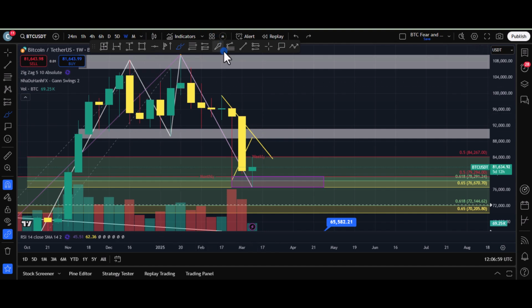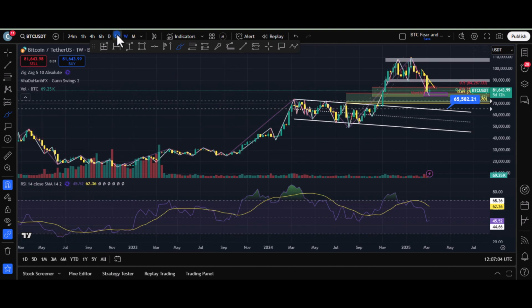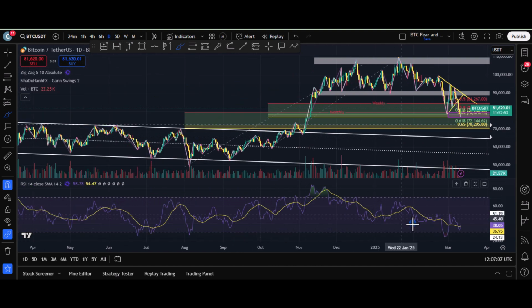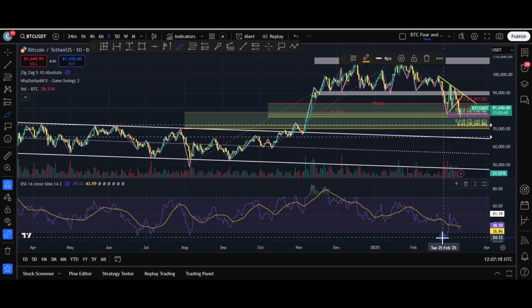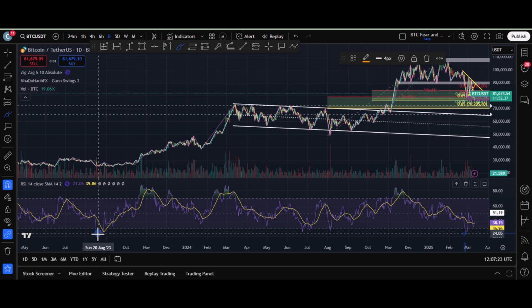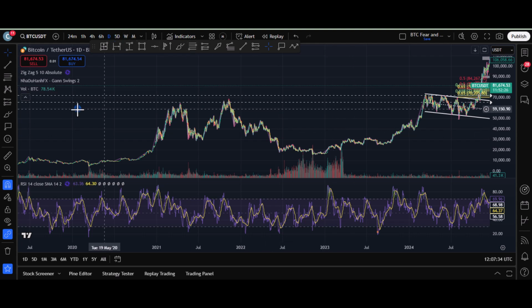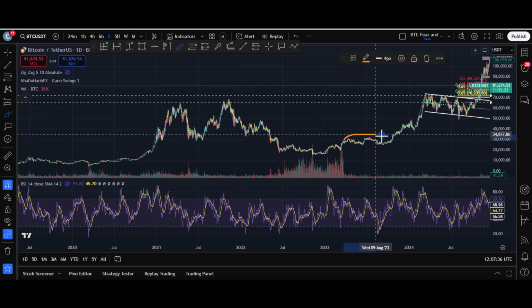The RSI, let's have a look at the RSI because I just took that off. The RSI on the daily, we're at very low levels. We were at very low levels, particularly on that 28th of Feb day, and we haven't been at these levels since, when was the last time we were at these levels? My goodness, all the way back here in 2023. August of 2023. What were we doing in August 2023? We were in this consolidation area, weren't we? We were going sideways for a while.